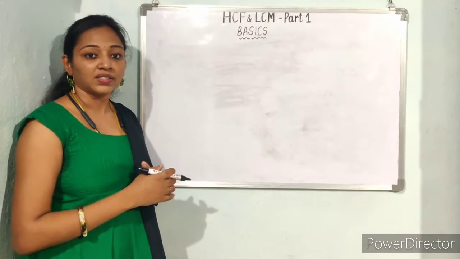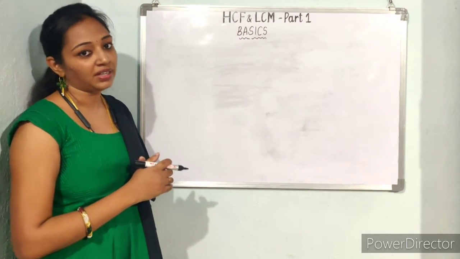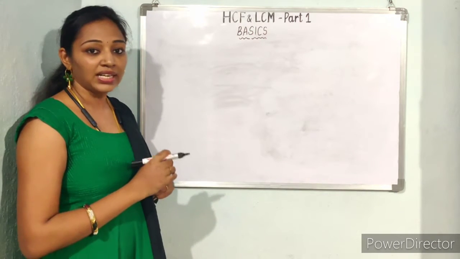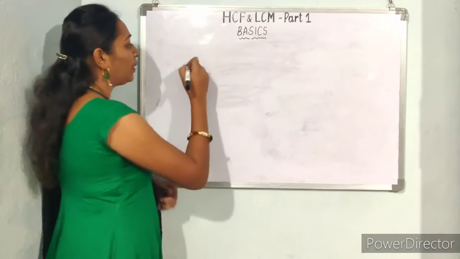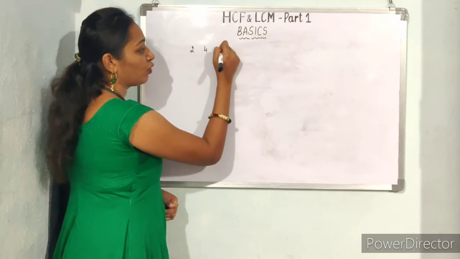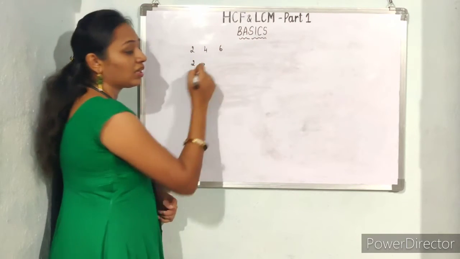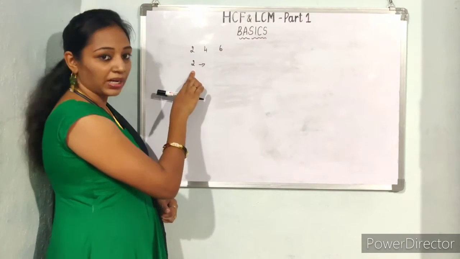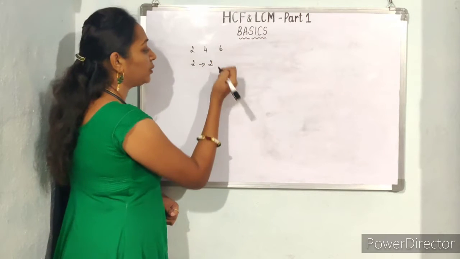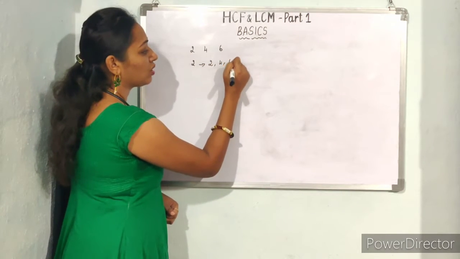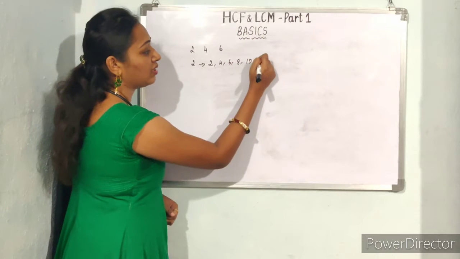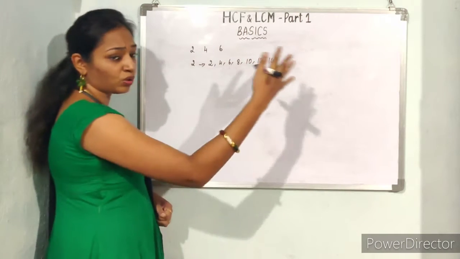Before entering the basics, you have to know what HCF and LCM are. LCM means least common multiple. For example, I've taken the numbers 2, 4 and 6. For the least common multiple, first write the multiples of 2. Multiples of 2 are 2, 4, 6, 8, 10, 12, 14, and it goes on like that.